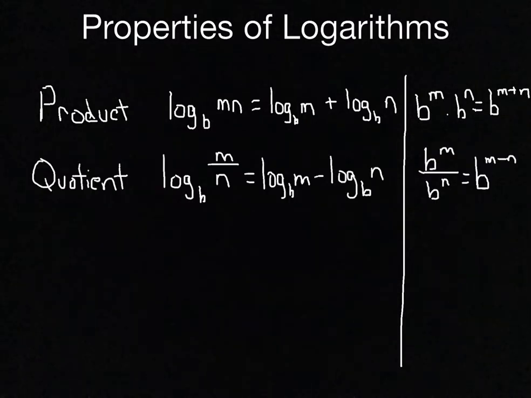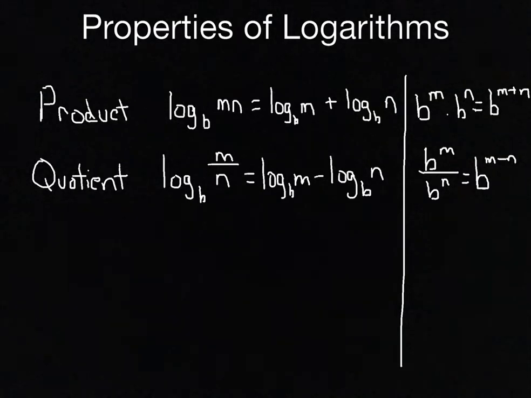So the second property we have is the quotient property. It would say the log of m divided by n in base b is equal to the difference between the two logs, log of m in base b minus the log of n in base b. Kind of similar to the exponential property, where you have b to the m divided by b to the n is equal to b to the m minus n. So when you're dividing with logarithms, you can separate it into a difference problem, a subtraction.